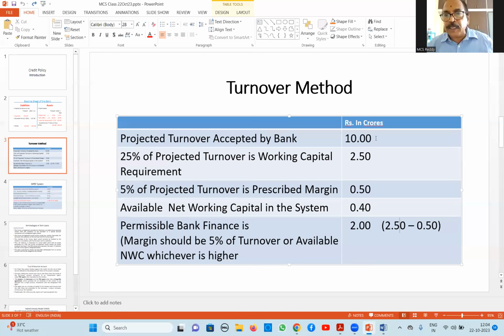Sometimes they may ask, by simply giving 10 crores as projected turnover, what is the working capital requirement? They will ask to confuse you. If they ask about the requirement, it is 25%. If they ask what is the working capital finance under the turnover method, it is 2 crores. 20% is working capital finance and 25% is working capital requirement. Out of the requirement, 5% of turnover is margin. After the margin is deducted, the permissible bank finance will come. This is called the turnover method.